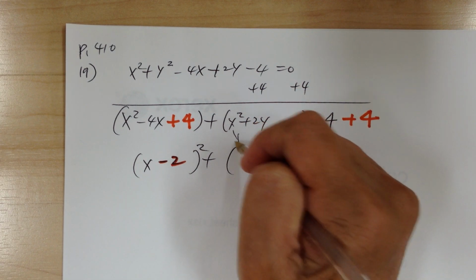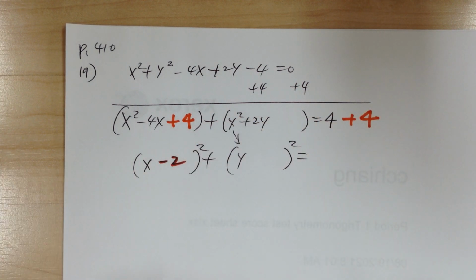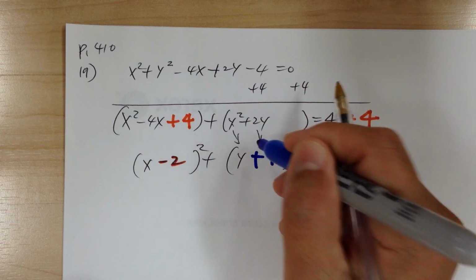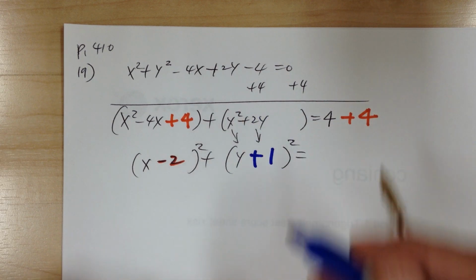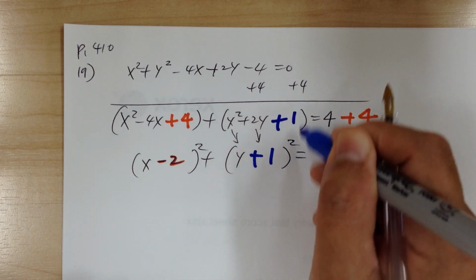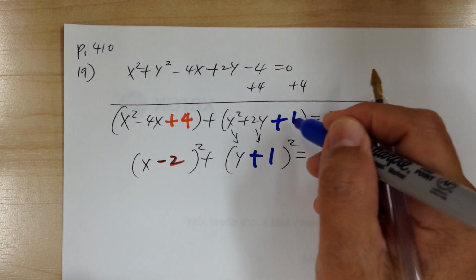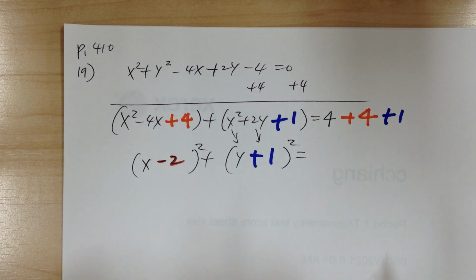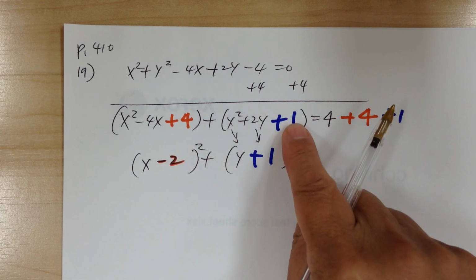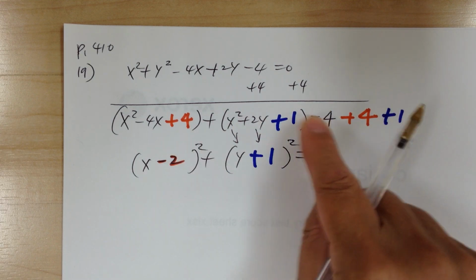From here, I get y. From here, I'm going to get plus 1, because 2 times 1 gives you 2. Again, this is always half of that. So I need to get plus 1 because 1 squared is 1. If I add 1 over here, I need to add 1 on the other side. Whatever you do over here, you need to do over here. That's what equal means. You have to keep it balanced.